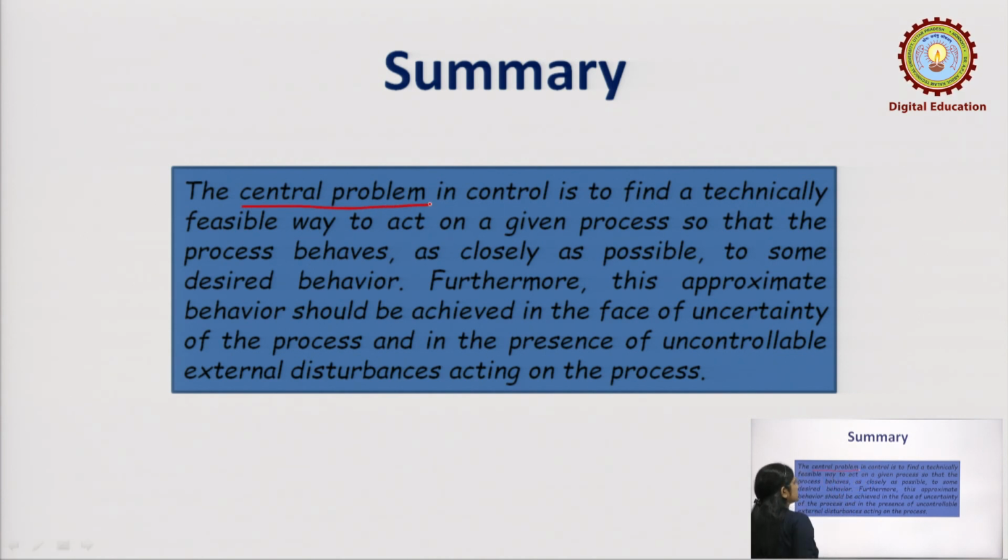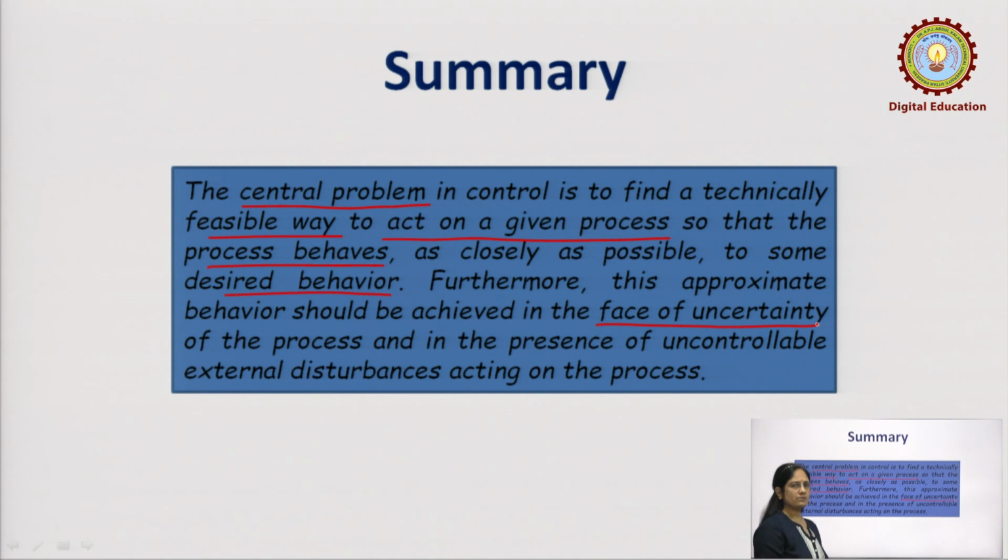The central problem in control is to find a technically feasible way to act on a given process, so that the process behaves as closely as possible to the desired behavior. Furthermore, this approximate behavior should be achieved in the face of uncertainty of the process and in the presence of uncontrollable external disturbances acting on the process.